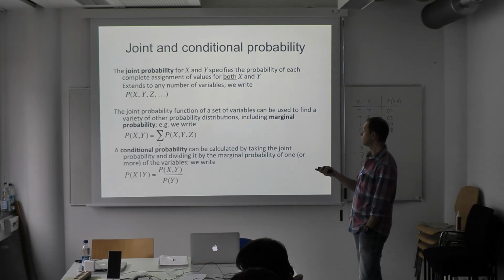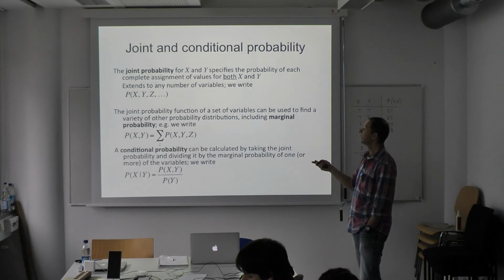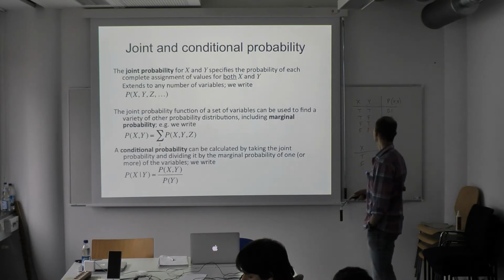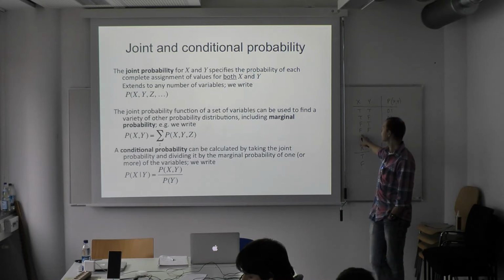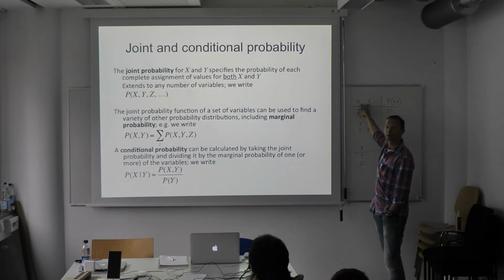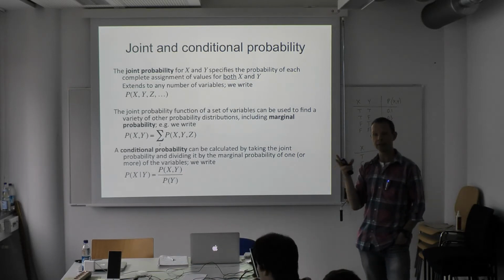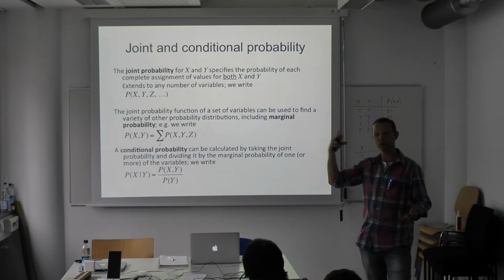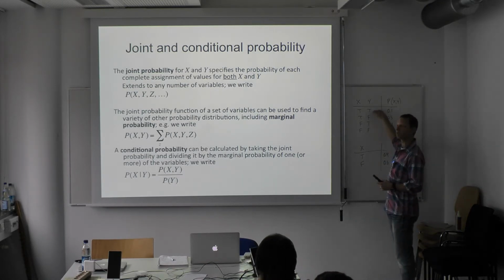So more on this. A joint probability for x and y specifies the probability of each complete assignment of values for both x and y. And this extends for any number of variables. I can just point to what I wrote on the board earlier for the class this morning. Here's a case of a joint probability for two variables x and y, and we just assume that those two are Boolean variables, that is, that they can take either the value true or false, which means that we can write this as a table, which is simple to understand.